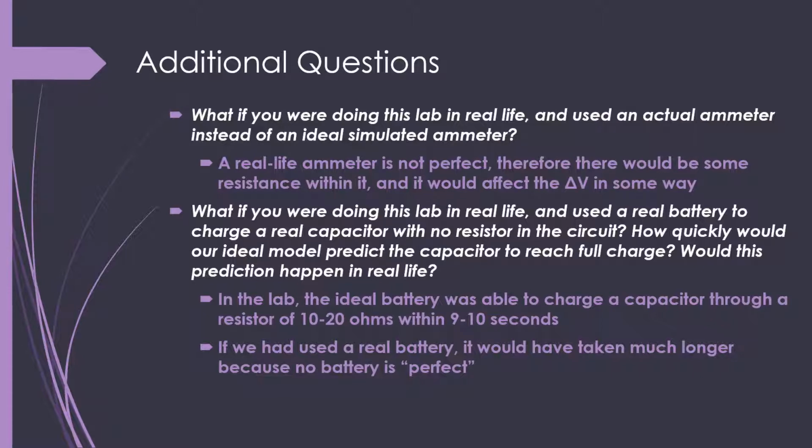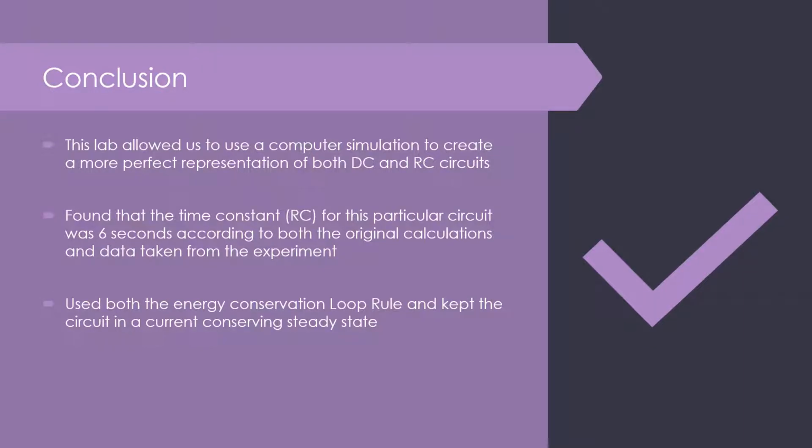This lab allowed us to use a computer simulation to create a more perfect representation of both DC and RC circuits. We found that the time constant RC for this particular circuit was 6 seconds, according to both the original calculations and data taken from the experiment. This lab allowed us to use both the energy conservation and loop rule, and we were able to keep the circuit in a current conserving steady state.